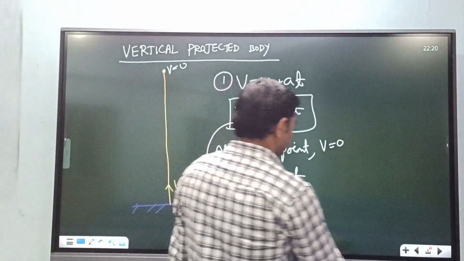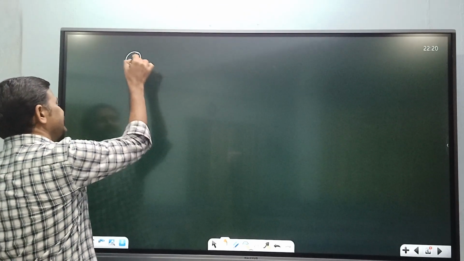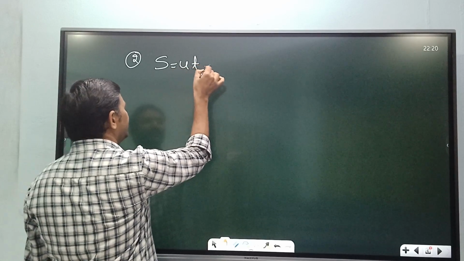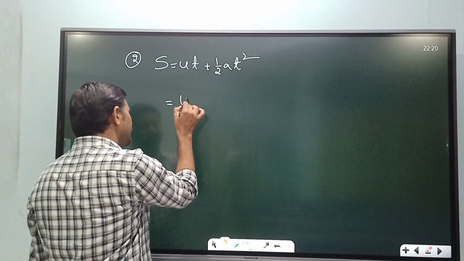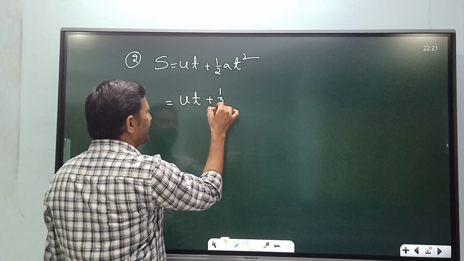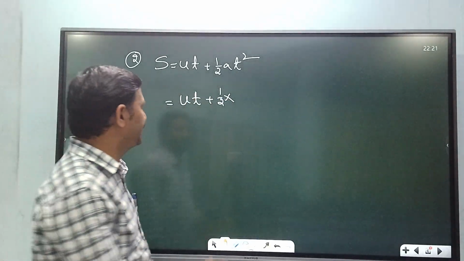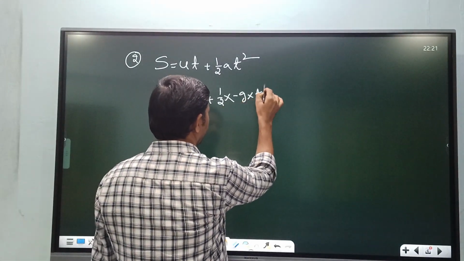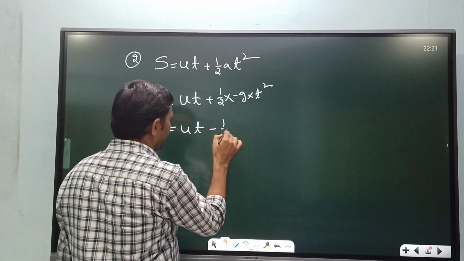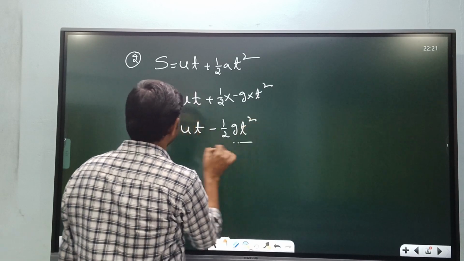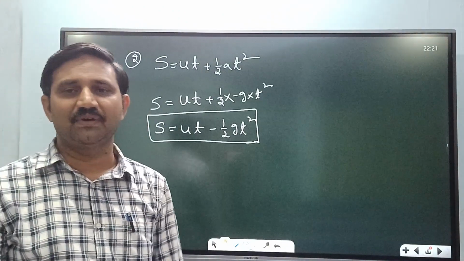Then what is our second equation? In the case of a vertical projected body, the second equation is s is equal to ut plus half at square. Here u is positive u, into t, plus half into a, whose value is always minus g, into t square. This is the displacement of the body after some time t. s is equal to ut minus half gt square. Then what is our third equation?